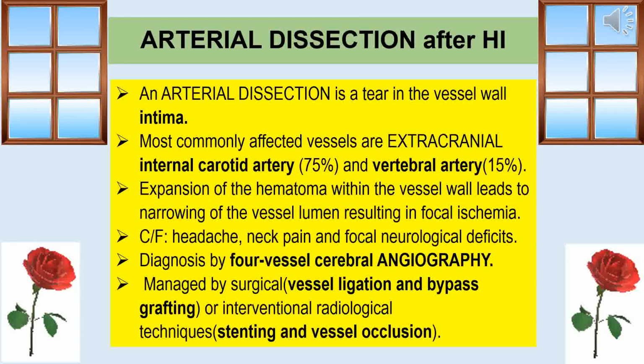The expansion of the hematoma within the vessel wall leads to narrowing of the original vessel lumen and reduction or cessation of distal blood flow, resulting in focal ischemic deficits. The vertebral artery dissections may result in subarachnoid bleeding. Headache, neck pain, and focal neurological deficits are usual clinical features. 4-vessel cerebral angiography should be performed when there is a suspicion of arterial dissection after head trauma. Surgical or interventional radiological techniques are used to manage this condition. The surgical options are vessel ligation and bypass grafting, and interventional techniques include stenting and vessel occlusion.